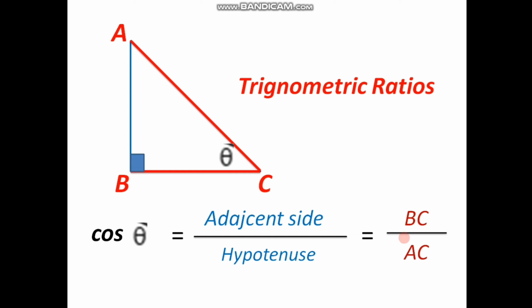hypotenuse, that's AC. Now one thing should be noted here, that for angle theta we have two adjacent sides, side BC and side AC. But we cannot take side AC as its adjacent side, as it is the hypotenuse. So side adjacent to angle theta is BC. That's why we have cos theta is equal to BC divided by AC.